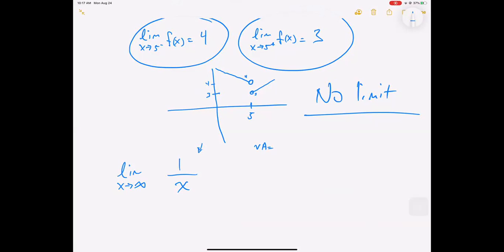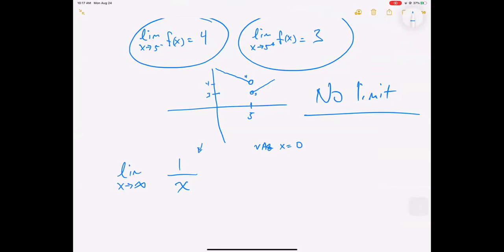It was a long time ago, Mr. Ko. So the vertical asymptote would be when x equals to, I should not have used this. Let's change this like that. X equals 0, because we can't divide by 0.